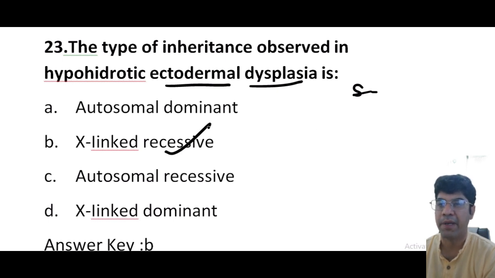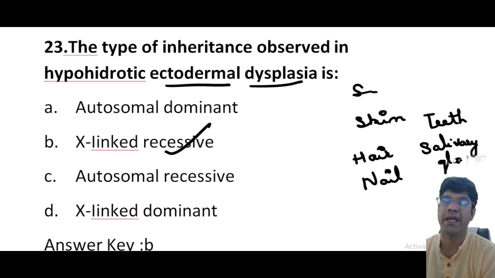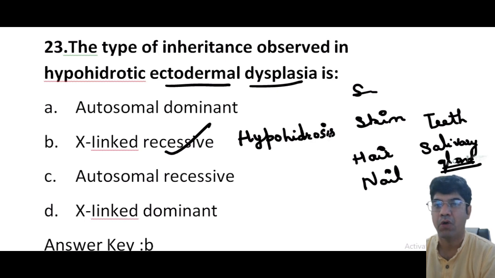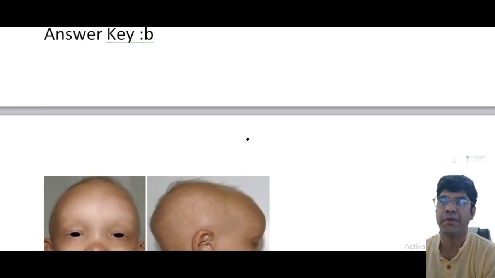So it will affect the development of skin, hair, nails, teeth and the sweat glands. The gene responsible for the most common form of hereditary ectodermal dysplasia is the EDA gene that is located on the X chromosome. It will cause hypohidrosis, that is reduced ability to sweat, which can lead to overheating, hypotrichosis, hypodontia, etc.